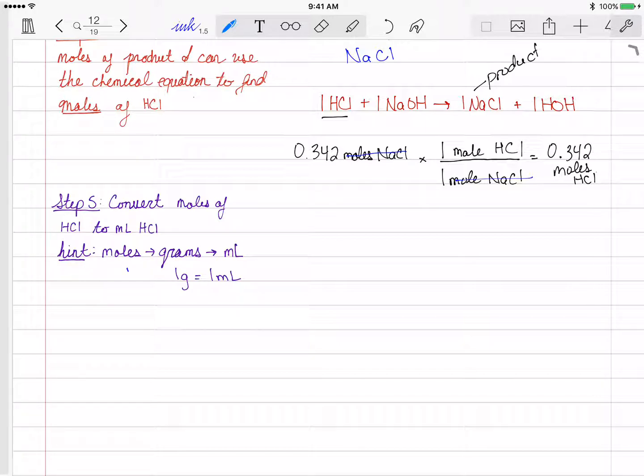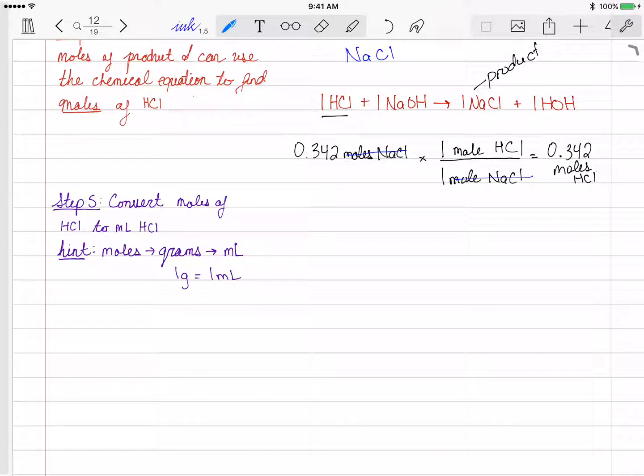And so we're going to go from moles to grams to milliliters, and we have a conversion factor. Once we get to grams, 1 gram equals 1 milliliter. And so I have 0.342 moles of HCl, and I want to go from moles to grams, so 1 mole of hydrochloric acid. For my periodic table, I got to figure out what my molecular weight is. And so chlorine was 35.46, and then hydrogen is 1.007. So I have 36.467 grams of hydrochloric acid. So I'm going to do that multiplication.